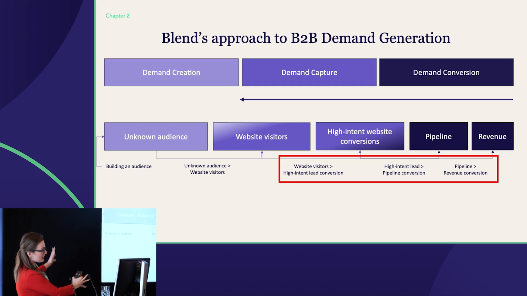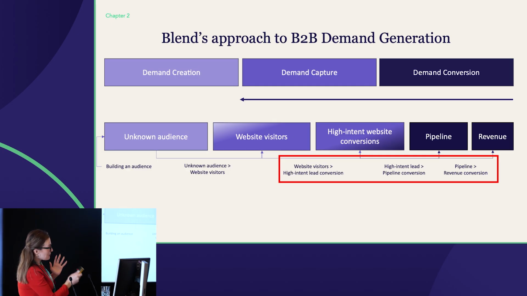And in the graph here, you can see the funnel displayed not as a funnel, it's more of a journey. So we start with demand creation here on the left, going to demand capture, demand conversion. So this is top of the funnel, moving towards the bottom of the funnel. And on the second line here, you see some of the things that we have control over. So unknown audience, moving into website visitors, which then become high intent website conversions, that then become pipeline and revenue. So, a very simplified illustration of the funnel.